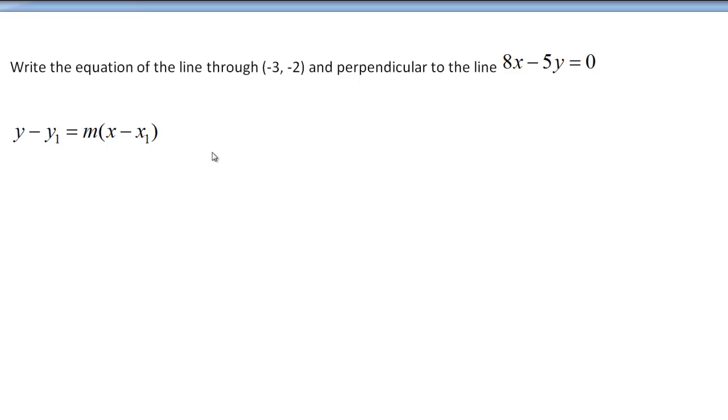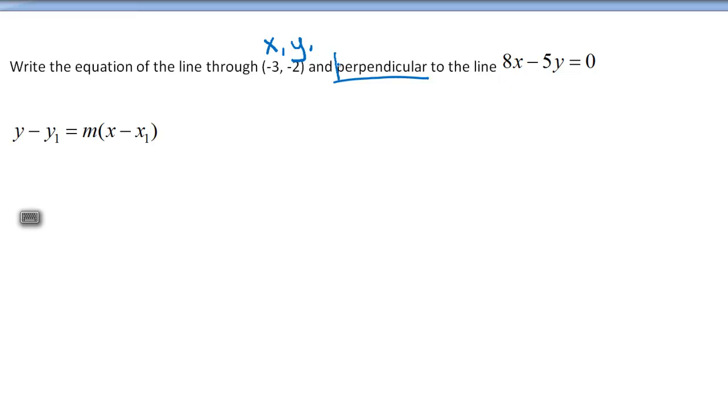Okay, I wanted to solve this problem for you. It says write the equation of a line that passes through (-3, -2), and it's perpendicular. Now this is a key statement right here: perpendicular to the line 8x minus 5y equals 0. So again, we're going to use the point slope form, but the only problem is, notice we have the point, x1, y1, but now we need to figure out why they gave us this.